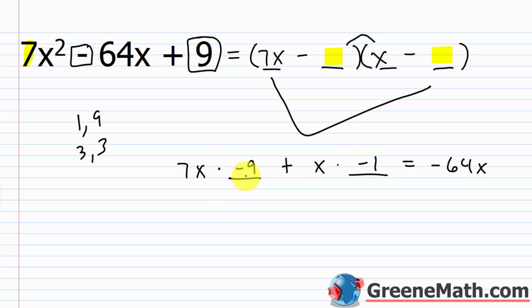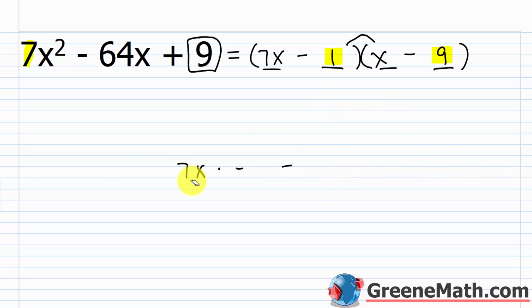7x times negative 9 is negative 63x. x times negative 1 is negative x. Now, if we sum these two together, we do get negative 64x. So this is the correct combination. Remember, 7x is multiplying negative 9, so it's got to be x minus 9 like that. And x is multiplying negative 1, so this is going to be a negative 1 there. Okay? You can always check your result with FOIL.